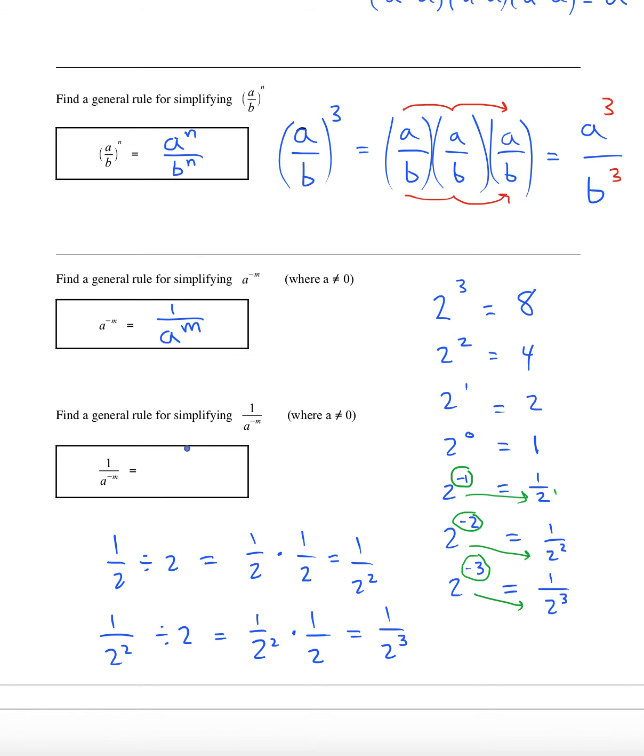Similarly, if we have 1 over a to a negative power, we can actually bring our base up top. So now that it comes out of a denominator position, it's now alone, so it's assumed to be a numerator. And we change the sign of the exponent.